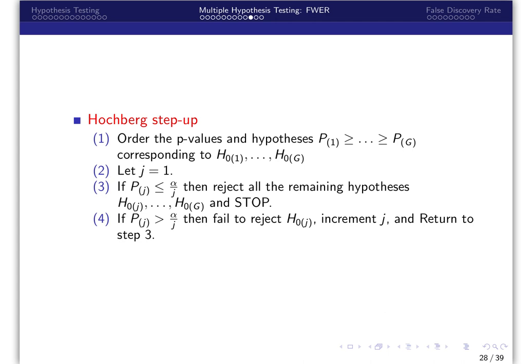Hochberg step-up starts by ordering the p-values from largest to smallest, then compares the largest p-value, which is when J equals 1, to alpha divided by J, which, when J equals 1, is simply alpha. If this p-value is less than or equal to this threshold, reject all remaining null hypotheses. If the p-value is greater than this threshold, fail to reject this null hypothesis, increment J, and return to step 3 and repeat the procedure.